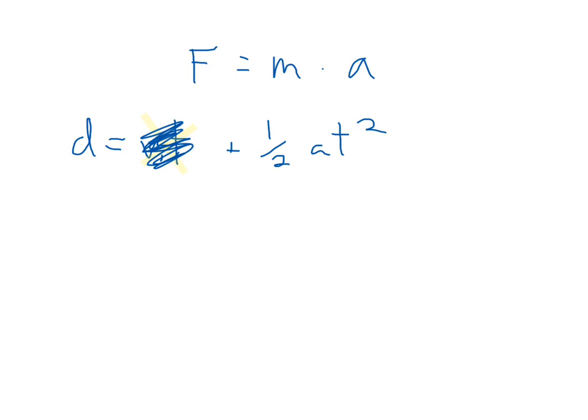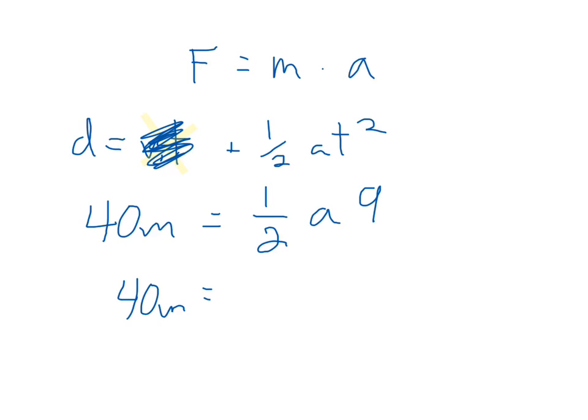All right, so our distance is 40 meters, and that equals 1/2 times a, and then our time, what is time? It says time is 3 seconds, so 3 squared would be 3 times 3, and 3 times 3 is 9. We can simplify this further. If we take 1/2 of 9, we would get 40 meters equals 4.5 times a.